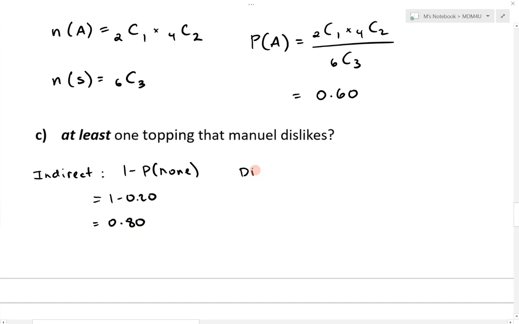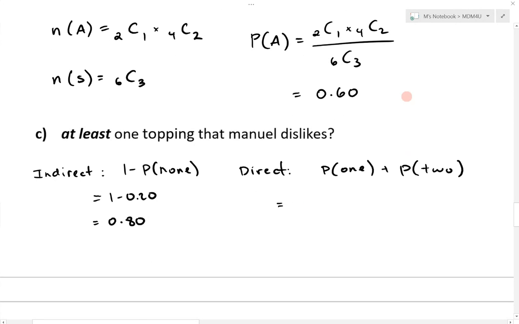If we did this using the direct method, we would simply calculate the probability that there be 1 that he dislikes plus the probability that there are 2 that he dislikes. And we already know from part B that there is a 60% chance he gets 1 that he does not like. And the probability that he gets 2 he doesn't like would simply be 2 choose 2 times 4 choose 1 divided by 6 choose 3. 0.60 plus again 0.20, which is 80%.